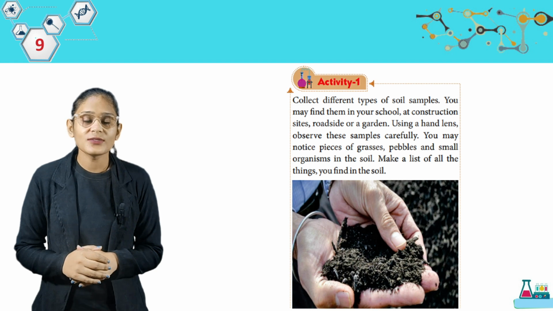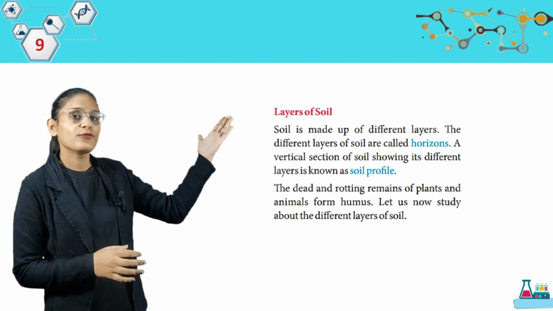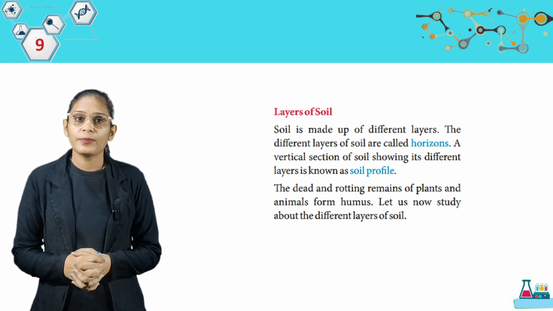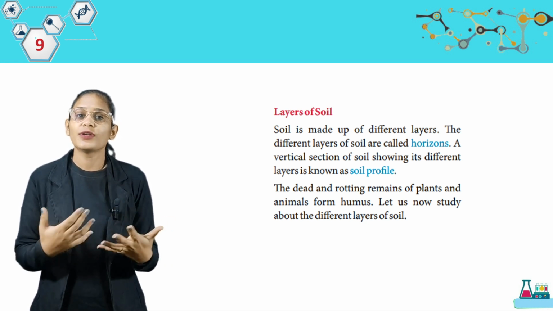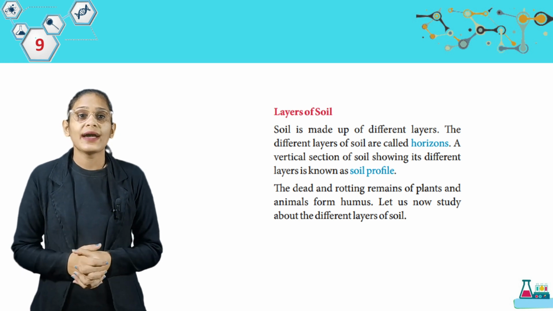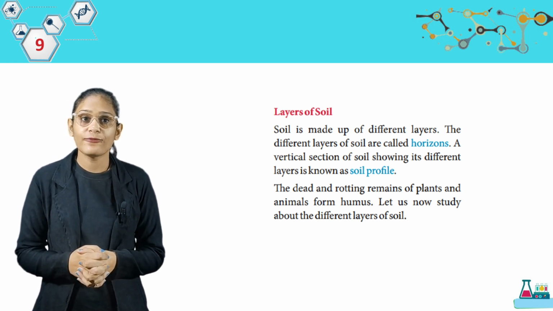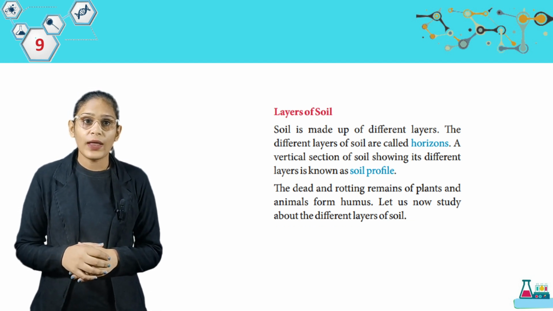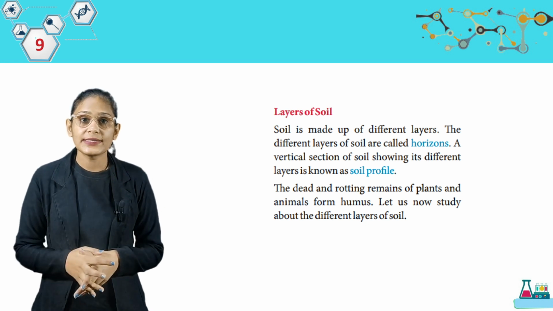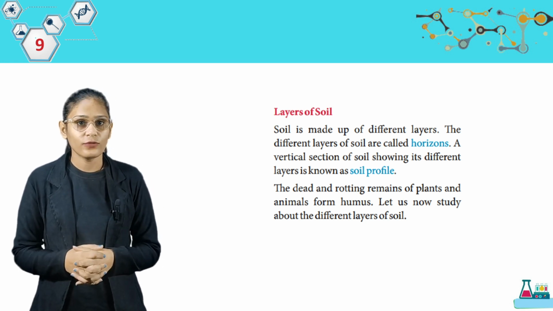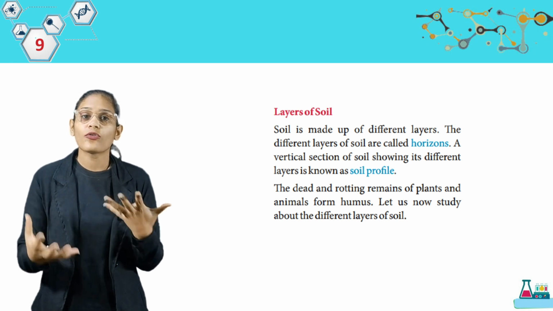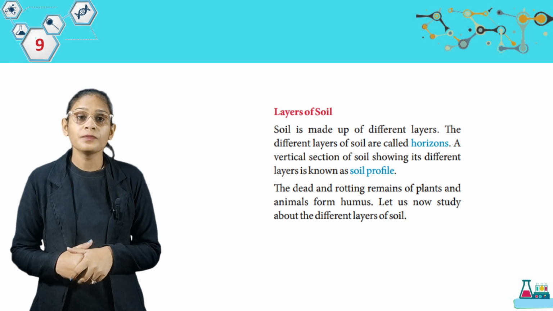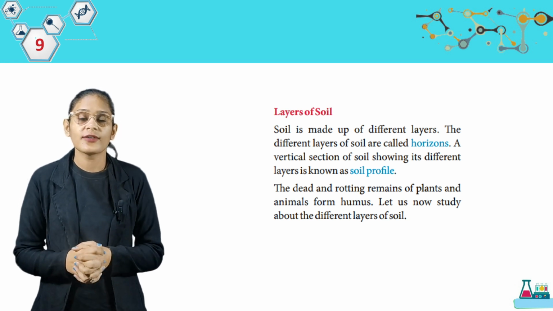Okay students, now we are going to read about the layers of soil. Soil is made up of different layers. The different layers of soil are called horizons. So students, different layers of soil are called horizons. A vertical section of soil showing its different layers is known as soil profile. The dead and rotting remains of plants and animals form humus. Let's now study about the different layers of soil. So students, jo dead aur rotting remains hote hain plants aur animals ke, wo kya form karte hain? Humus ko form karte hain. Ab hum study karenge about different layers of soil.